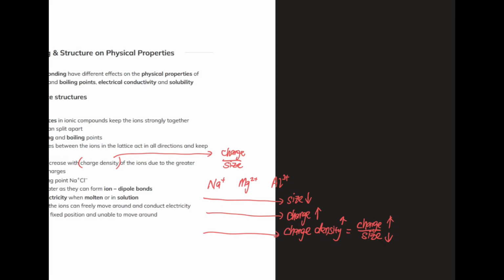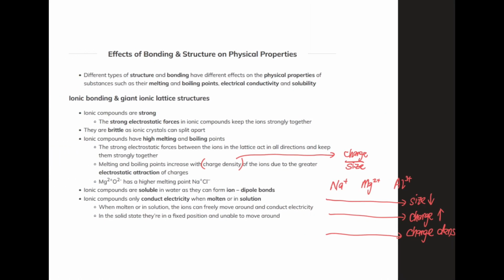Okay, now that means what? That means the ionic bond that forms here is going to be stronger and stronger when you go from here to here. So it forms a stronger ionic bond when you go to the right. Okay, so for example, magnesium oxide has a higher melting point than sodium chloride because this one has a higher charge density, and hence the ionic bond is stronger.